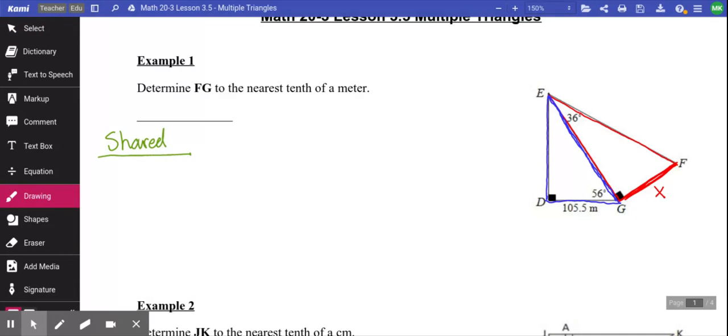The shared side is this. I'm going to call it Y. I'm using the blue triangle to find this shared side.